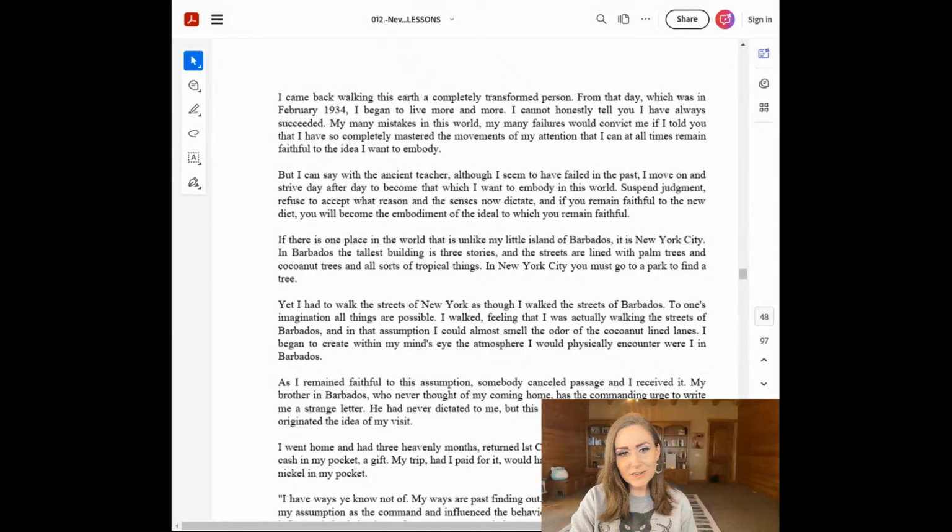To one's imagination, all things are possible. I walked, feeling that I was actually walking the streets of Barbados, and in that assumption I could almost smell the odor of the coconut-lined lanes. I began to create within my mind's eye the atmosphere I would physically encounter were I in Barbados. As I remained faithful to this assumption, somebody canceled passage, and I received it.